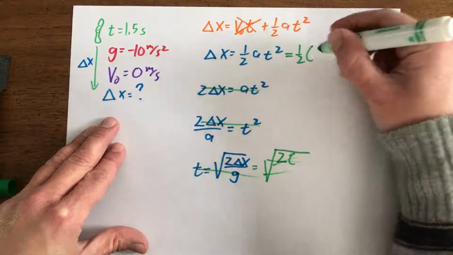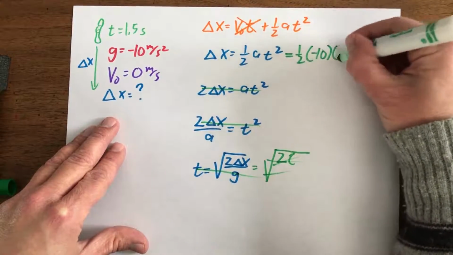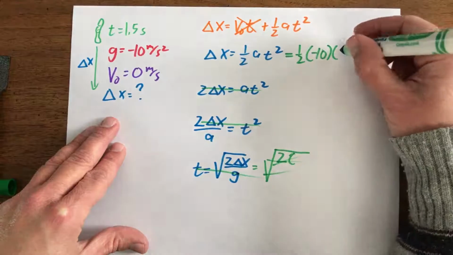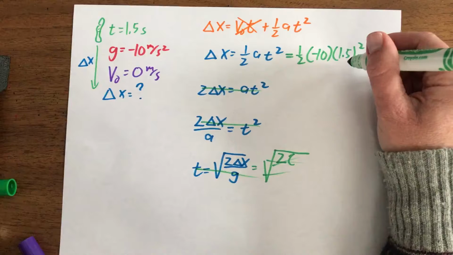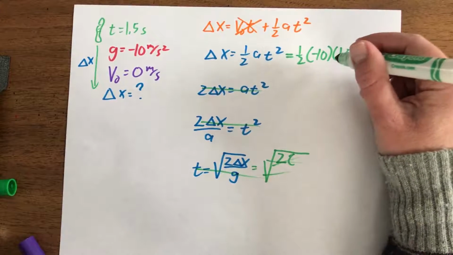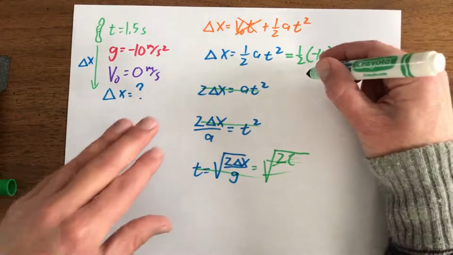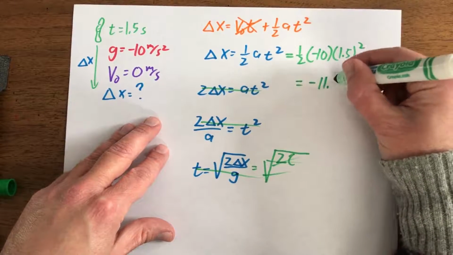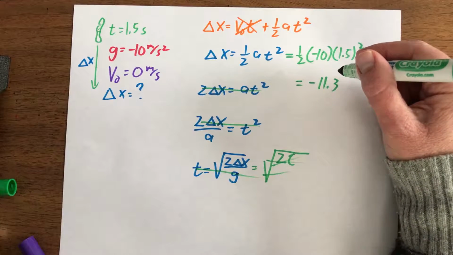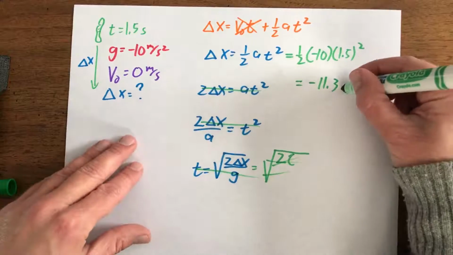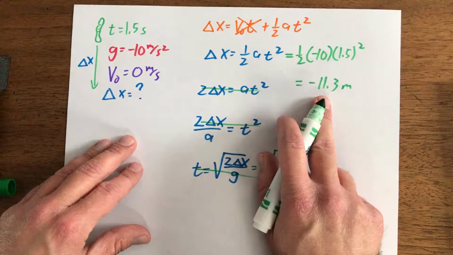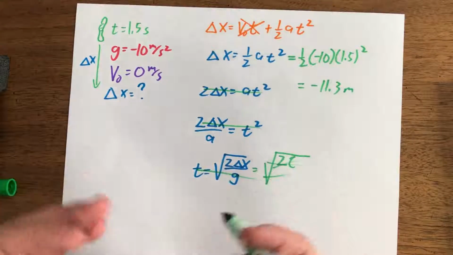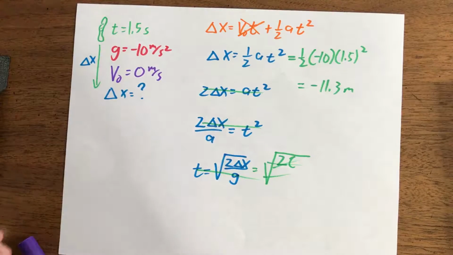So 1/2 times the acceleration, which is -10, times the time, which is 1.5 seconds squared. And if you do that, 1.5 squared times -10 times 1/2, that works out to be roughly -11.3 meters is the displacement. So that's how far it moved down. So the answer might be put in as, oh, it's 11.3 meters high. I'm not going to get you on that positive, negative on the test there.